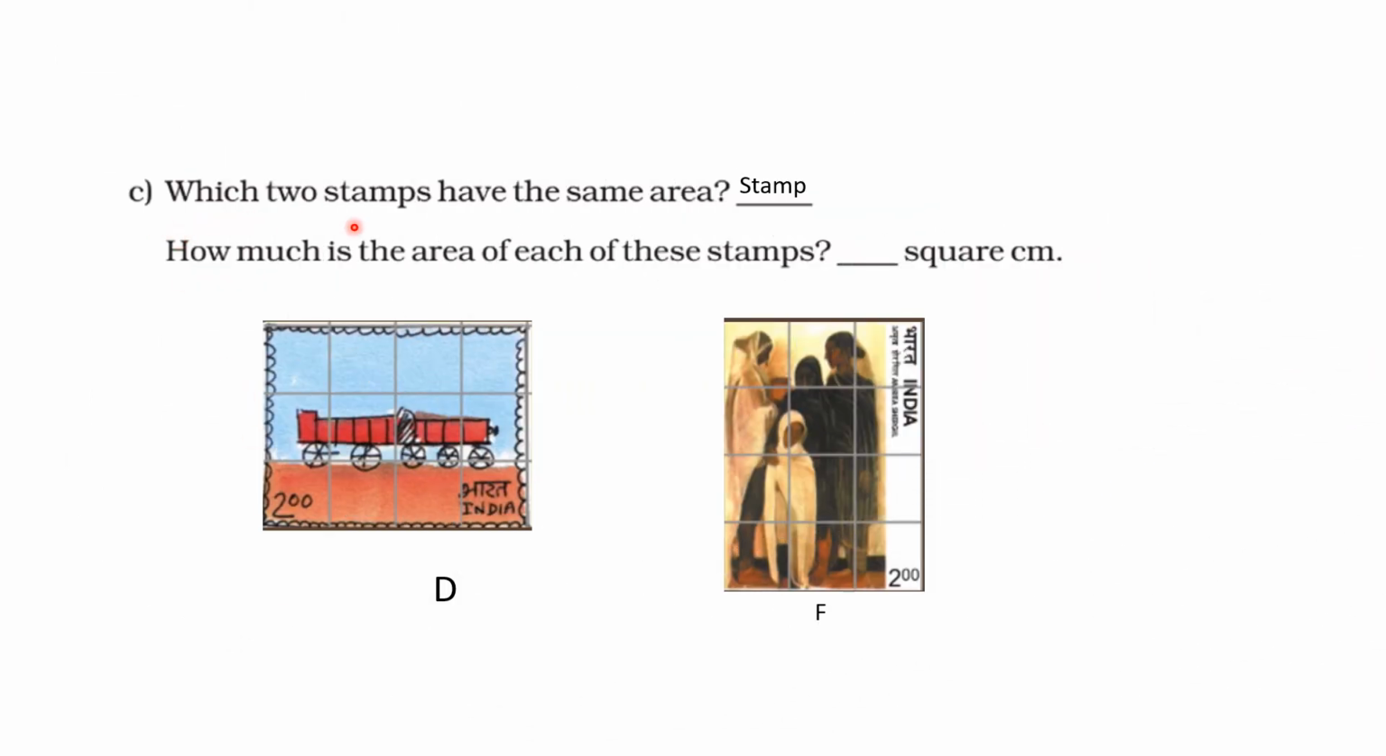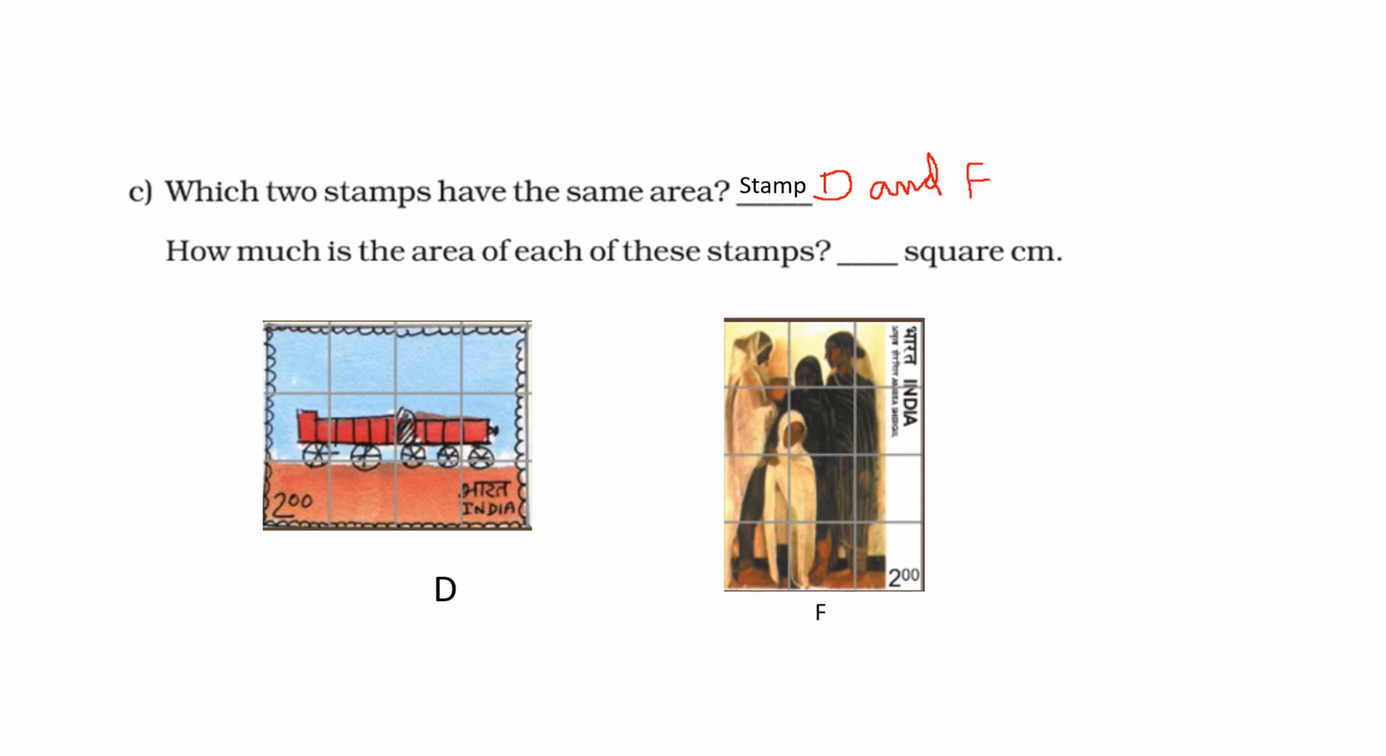Question number C. Which two stamps have the same area? So here you can count 1, 2, 3, 4, 5, 6, 7, 8, 9, 10, 11, 12. So area of stamp D is 12. And let's count F. 1, 2, 3, 4, 5, 6, 7, 8, 9, 10, 11, 12. So stamp F also 12. That means stamp D and F have the same area. You can write here stamp D and stamp F. Clear? Because stamp D and F have equal area, that is 12 centimeter square.